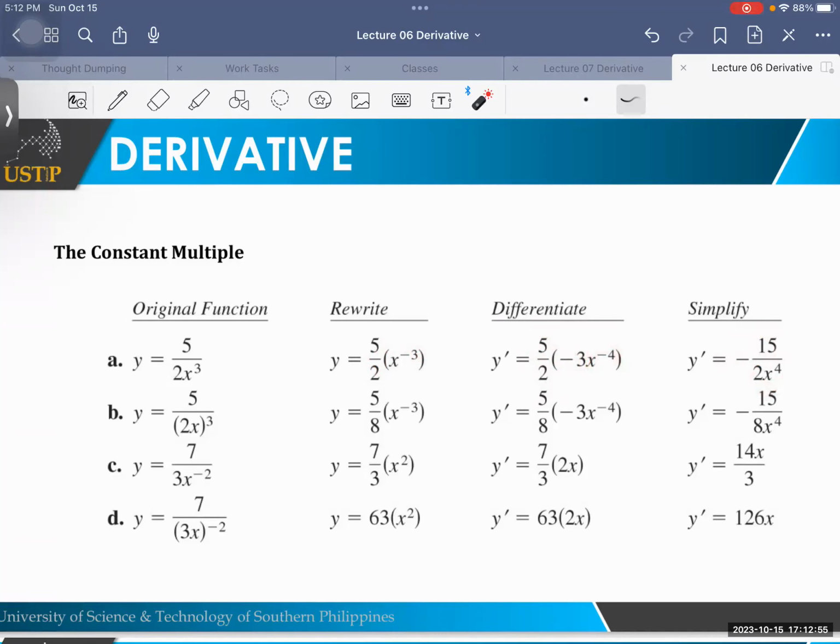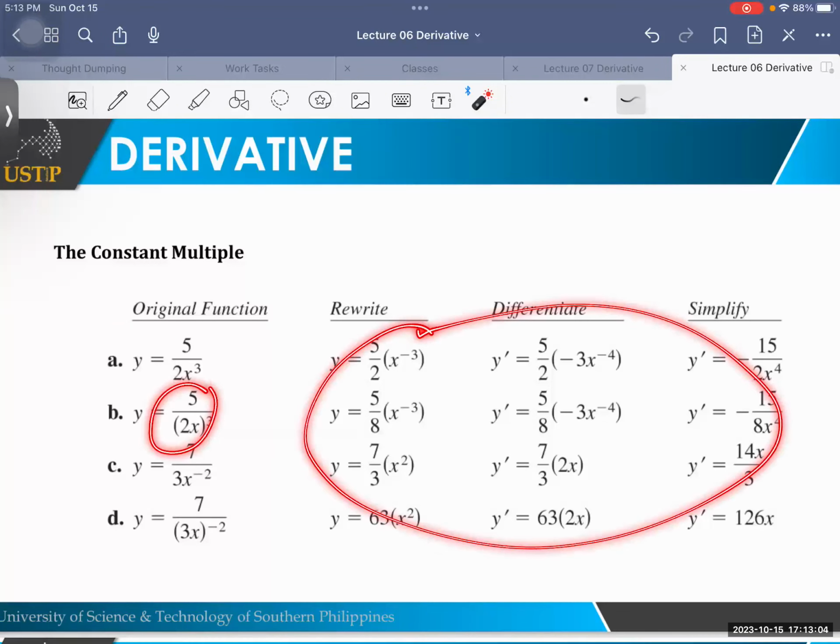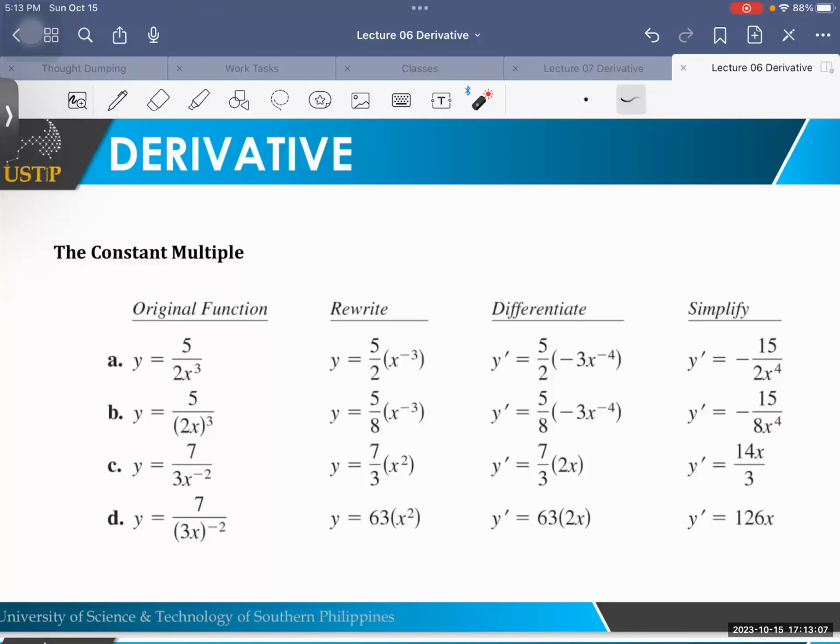Okay. So just look at this class, so you get used to it, and you can solve them on your own one by one. So again, all you have to do is rewrite it in a very simple manner, in a manner which is easier for you to differentiate the core function, or the original function. Okay, and then, don't forget to simplify.